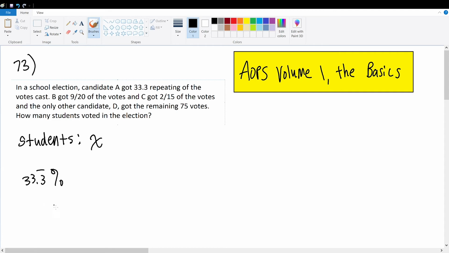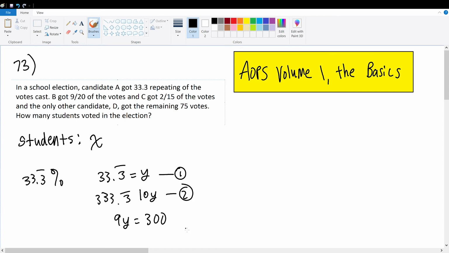How to rewrite this sort of decimal into a fraction is pretty simple. First, let 33.3 repeating be equal to some variable y. Hence, we can multiply y by 10 to get 333.3 repeating. And this is true because 3 repeating is infinitely many 3s, so multiplying by 10 will still give infinitely many 3s. 9y then is equal to 300 by subtracting equation 1 from equation 2. Then we get y is equal to 300 over 9, which is the same thing as 100 over 3. So that is 33.3 repeating in terms of a fraction.